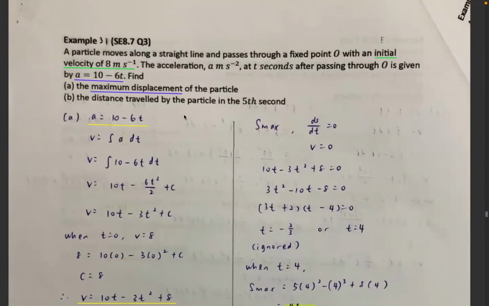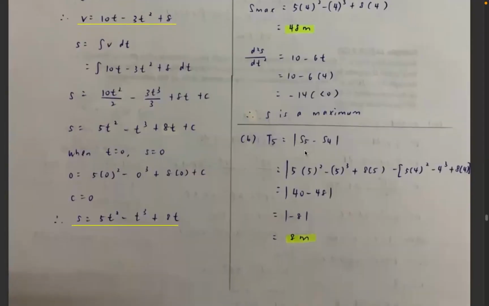B, find the distance traveled by the particle in the 5th second. Distance traveled in the 5th second means distance traveled from the 4th second to the 5th second. That means we use S5 minus S4 modulus. So this is the working. S5 means we just have to sub 5 into the displacement function. So we have this. Minus S4 means we just have to sub 4 into the displacement function. Okay, then we have modulus of -8, and you will get +8 meters.